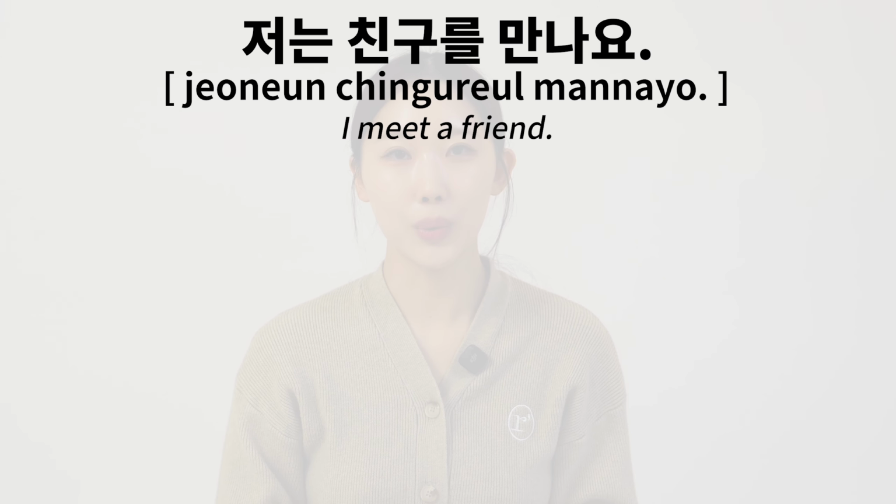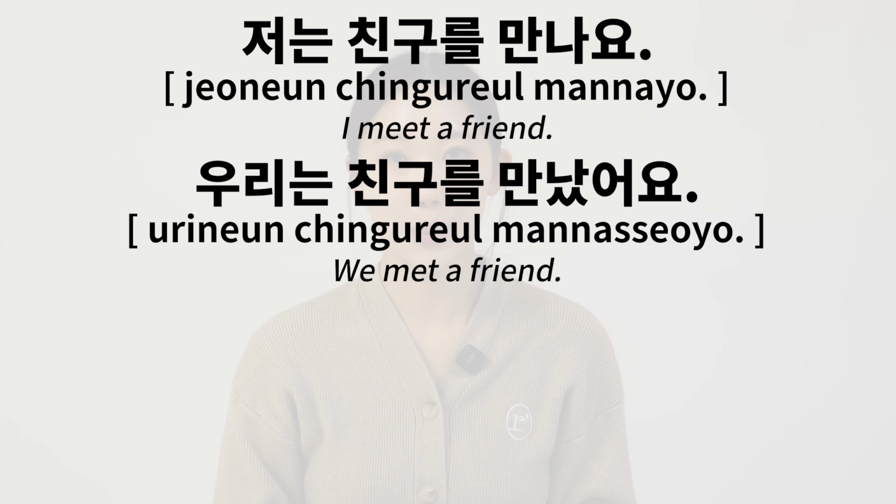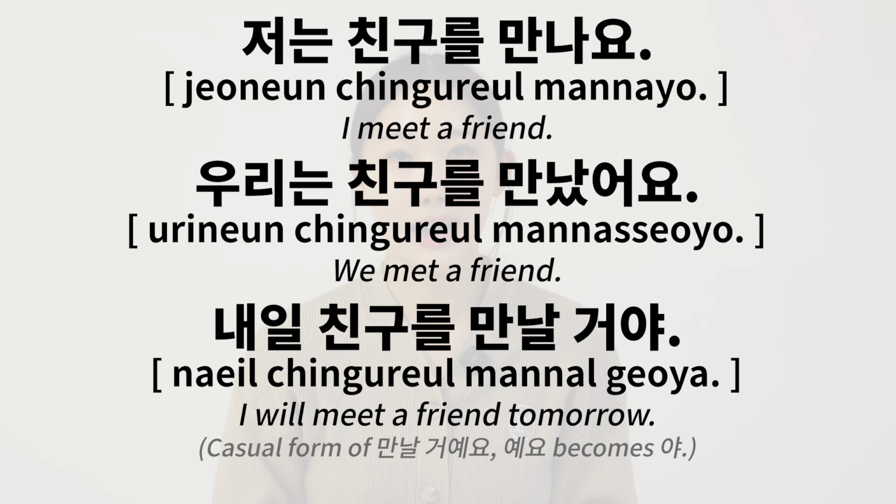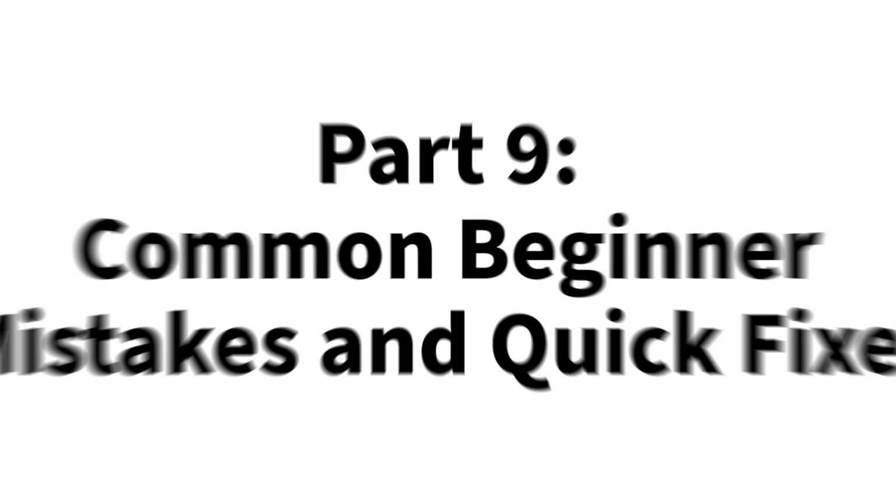저는 친구를 만나요. I meet a friend. 우리는 친구를 만났어요. We met a friend. 내일 친구를 만날 거야. I will meet a friend tomorrow. Here's a challenge. Choose 5 verbs you like and practice saying them in present, past, and future every day.